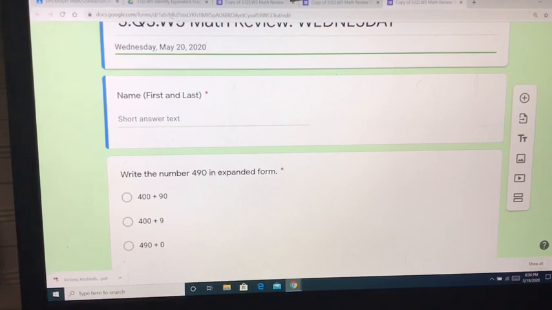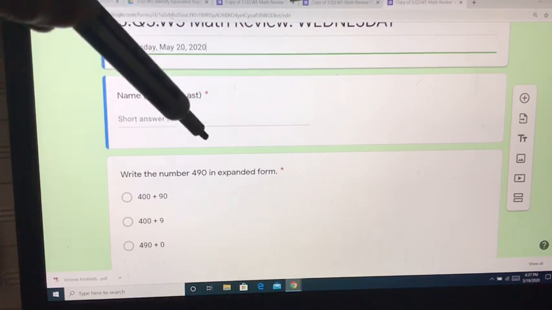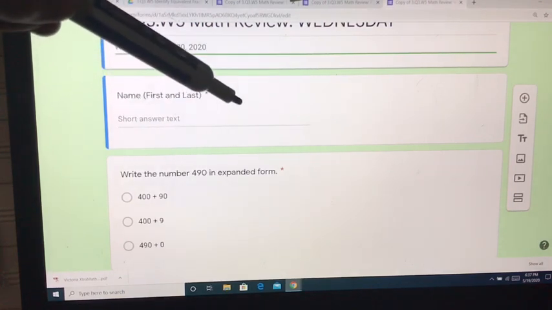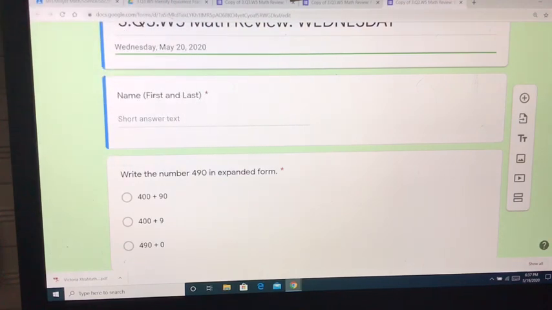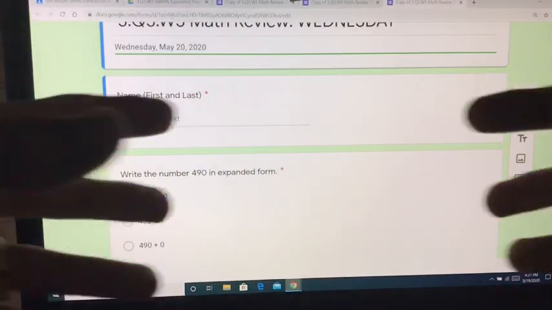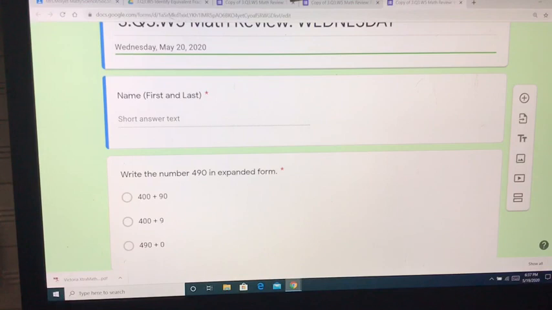Let's look at problem number 1. Write the number 490 in expanded form. So I look at that problem, I see I have one number, 490, and I have that key word expanded. So remember, you think of when you stretch, you expand like a rubber band. So expanded means to stretch out. So I have to take 490 and put it in expanded form.